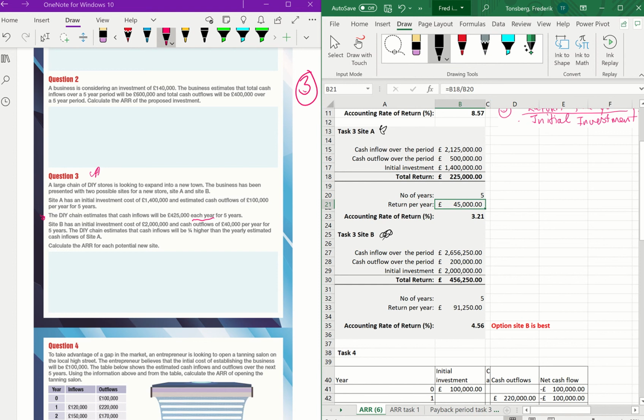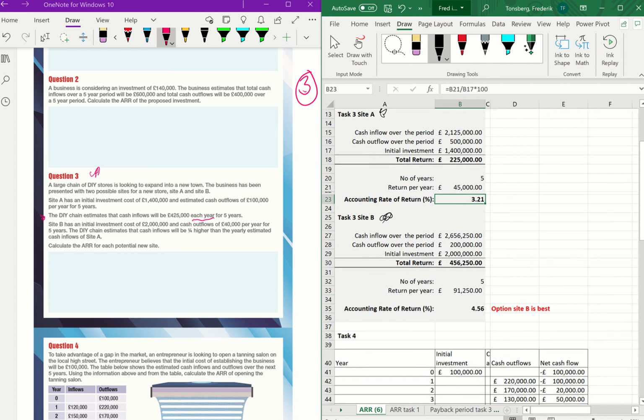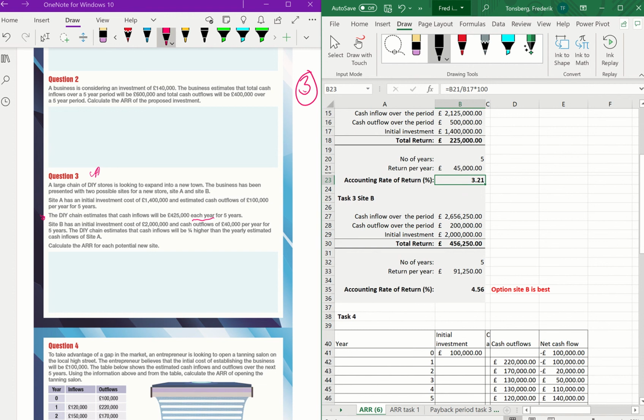So again, that looks pretty good. What does that mean in percentage terms? Well, we can calculate that by saying the return per year, which is £45,000, divided by the initial investment and times by 100 to turn it into a percentage. And so that will give us 3.21%. Is that any good? Well, can't really say that until we have looked at site B and how much return site B will give us.